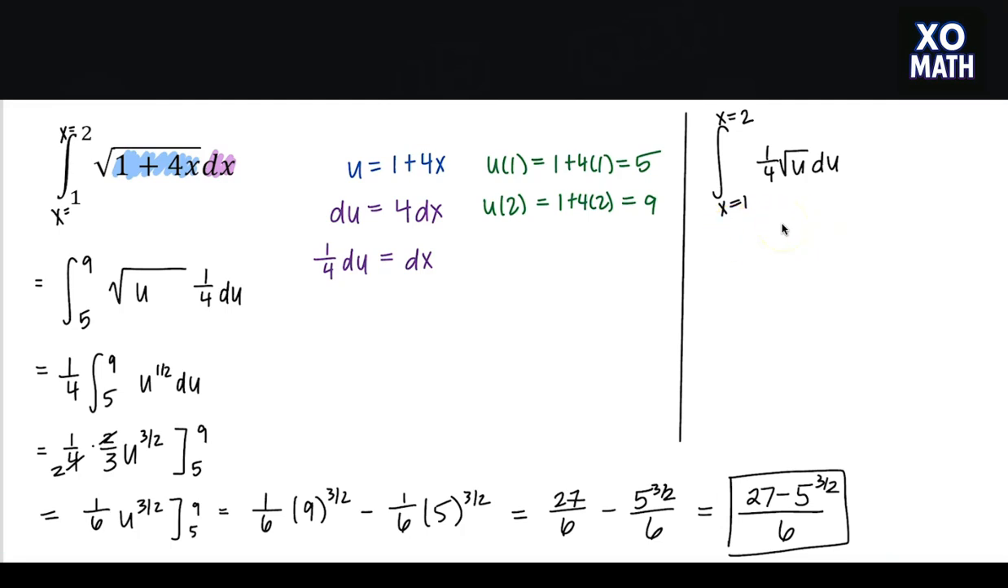That is a possibility. But I think it's just nicer to change everything, do a complete change of variables at the beginning, and then you never plug u back in. So right here, once we got to the antiderivative, we just plugged in 9 and plugged in 5, and that was it.